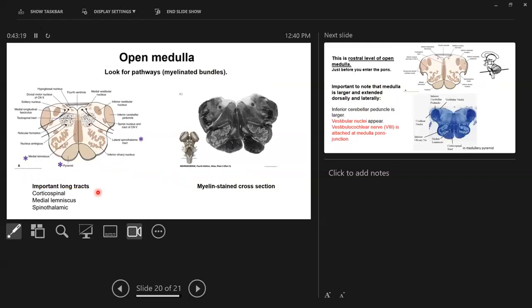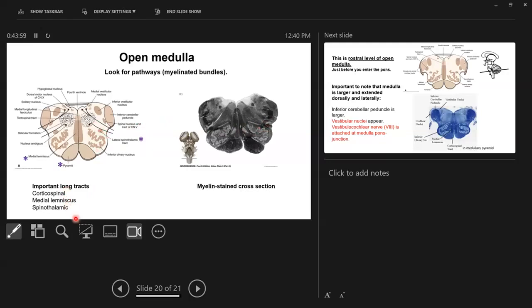Still at this level, we can look for pathways, myelinated bundles, important long tracts, the corticospinal or pyramidal tract running in the pyramid of the medulla, ventralmost. The medial lemniscus stands out here, and also the spinothalamic tract in that ventrolateral, so-called anterolateral position still.